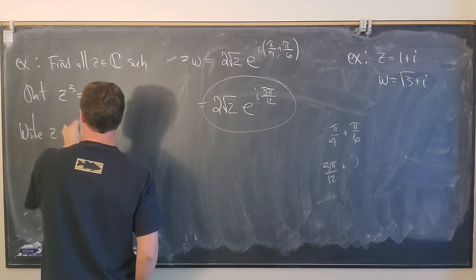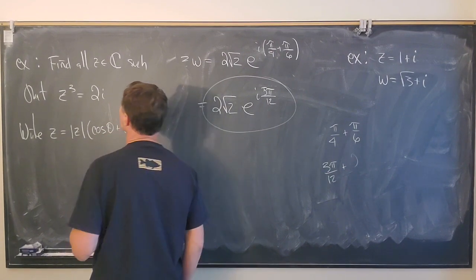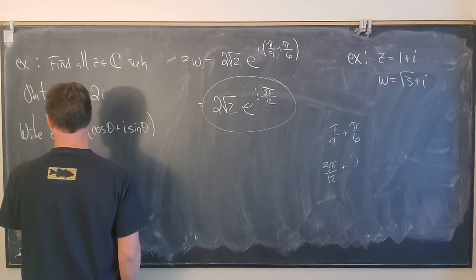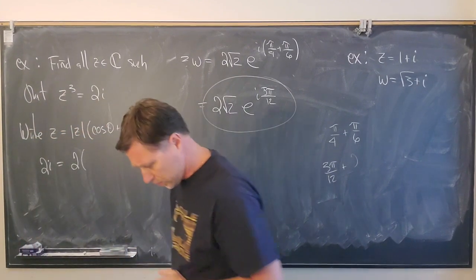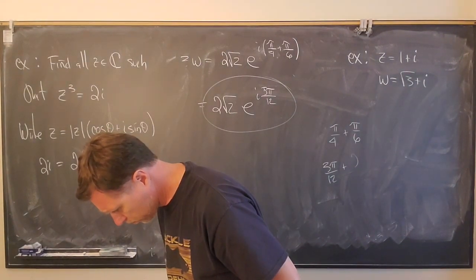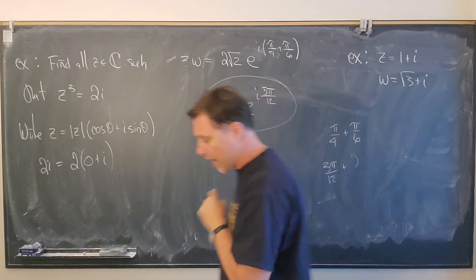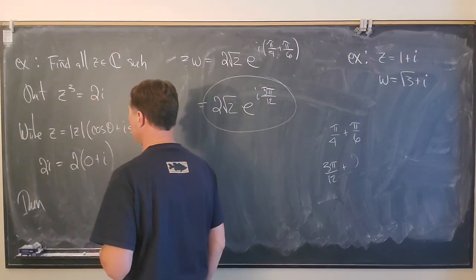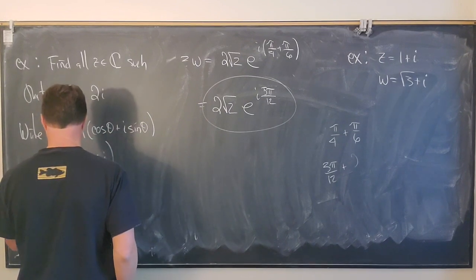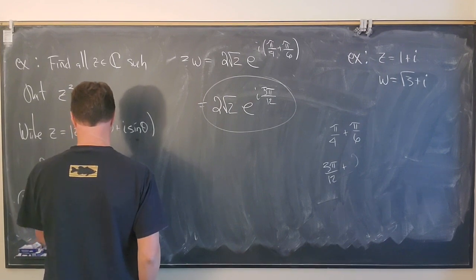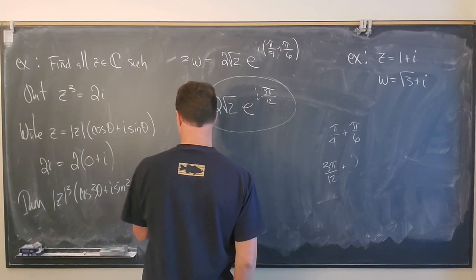So first, let's write z in polar coordinates. It'll be the modulus of z times cosine of theta plus i sine of theta. And let's also write 2i in polar coordinates. So the modulus is 2, times 0 plus i. And then if we take a look at this equation, z cubed is going to look like this: the modulus of z cubed times cosine 3 theta plus i sine 3 theta has to equal 2 times 0 plus i.